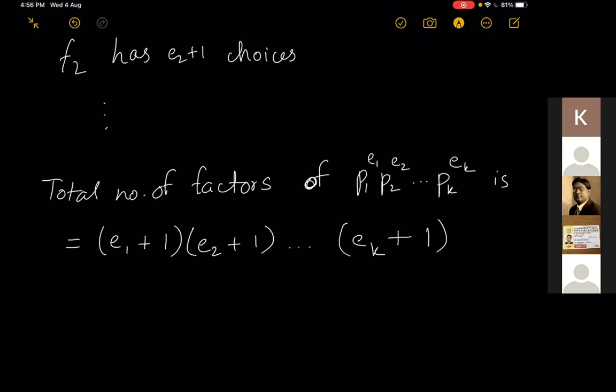Okay, so now someone quickly tell me the number of factors of 72. Calculate this and tell me the answer. I'm giving you 1 minute.